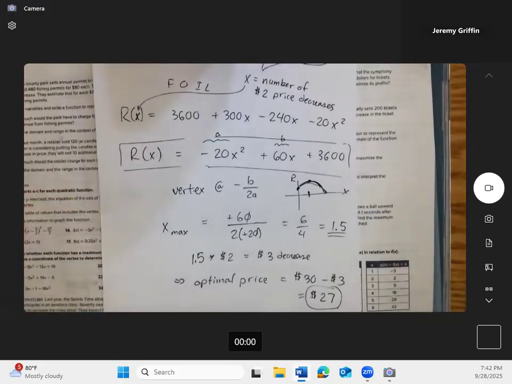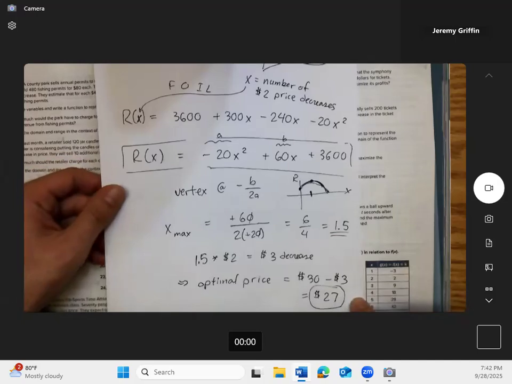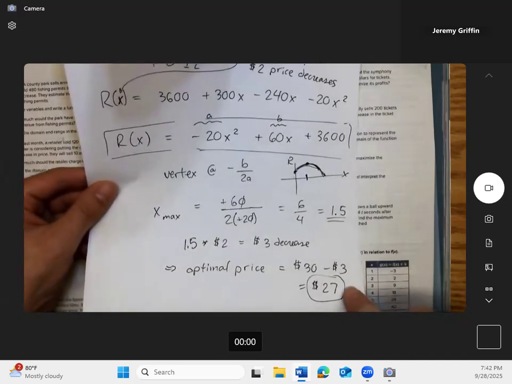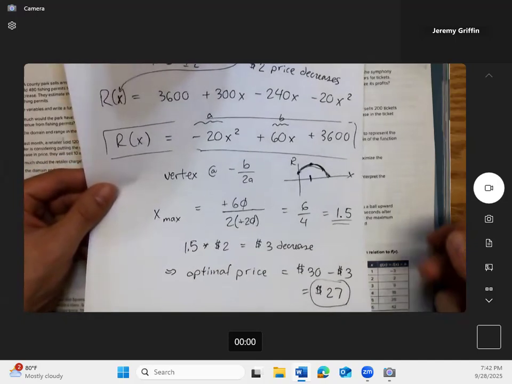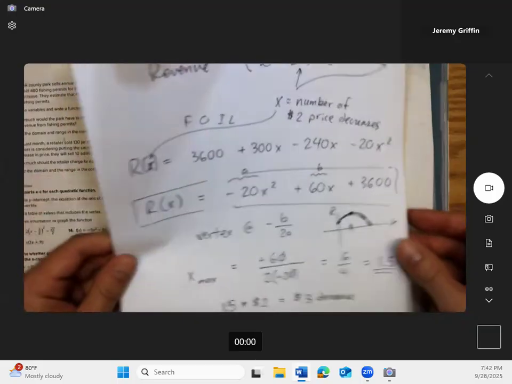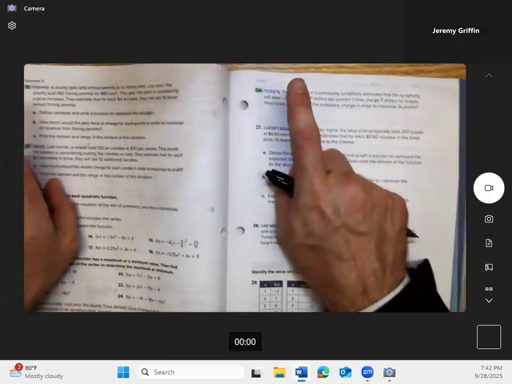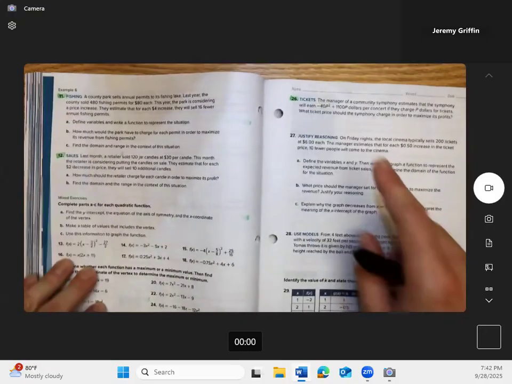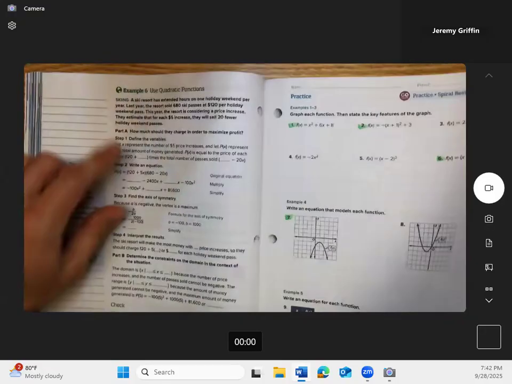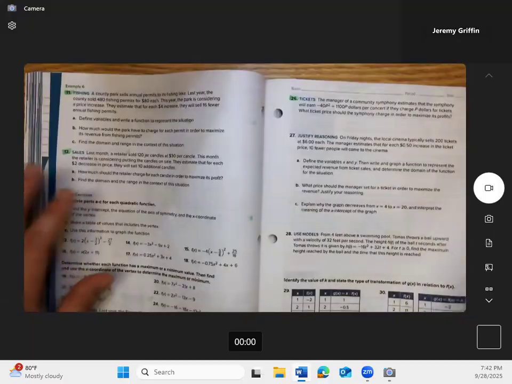So I know there are a lot of variables shuffled around here. We got revenue, we got number of price decreases, we got the actual price itself. Yeah, I just looked over at the teacher's edition. They are saying the best price is $27. So that is the answer. So that worked out. Again, number 11 and number 26 are extremely similar to that ski resort example, which is also very similar to what we just did with these candles.